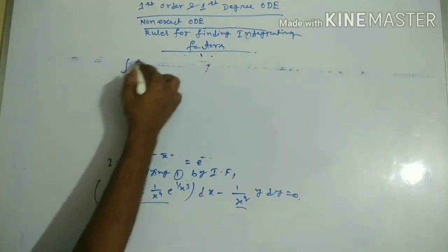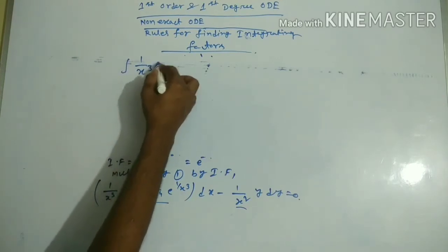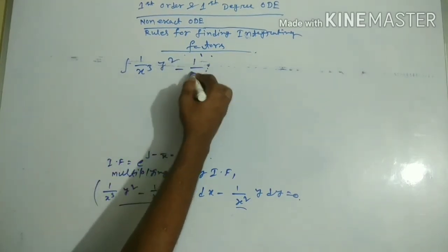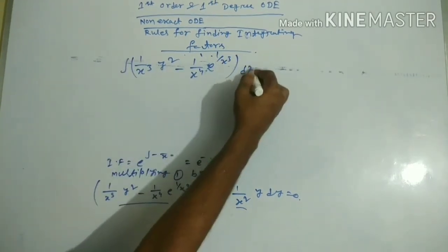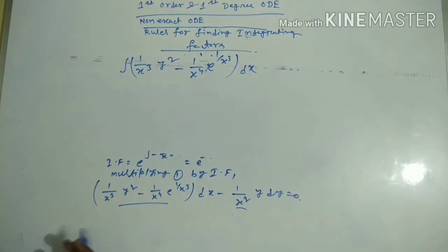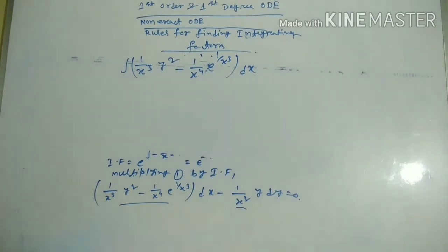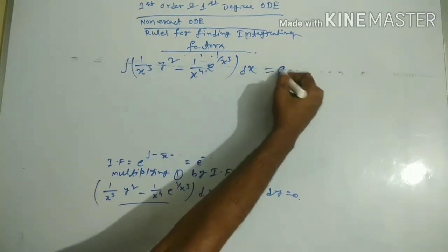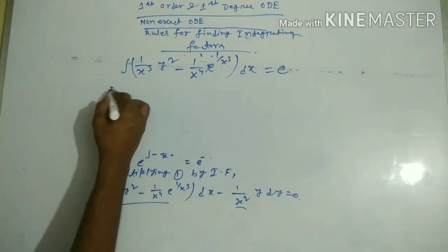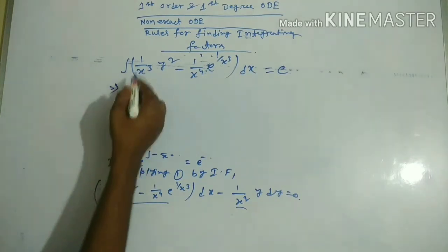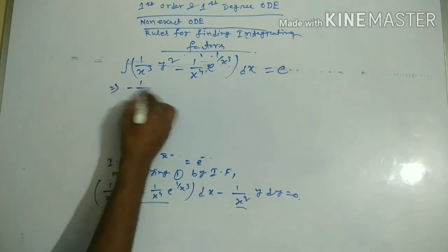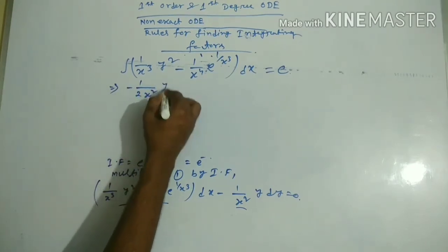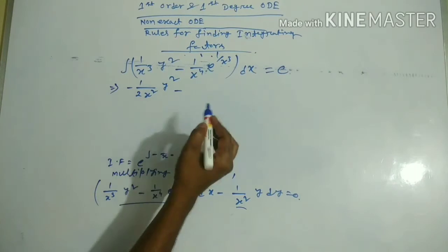integration M dx plus integration N dy, but here you can see that N is containing x, so we will not take this term. So this equal to c. Now we will integrate this.